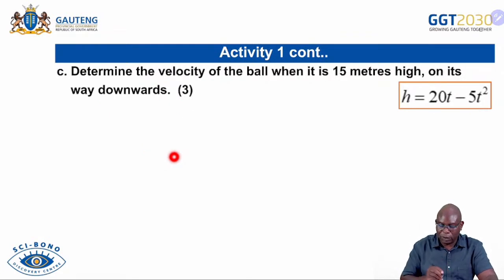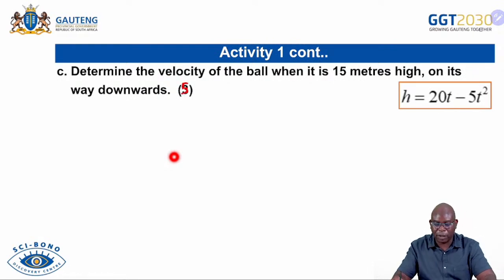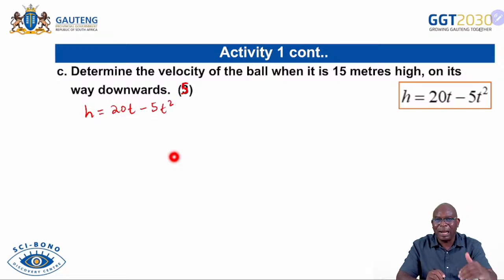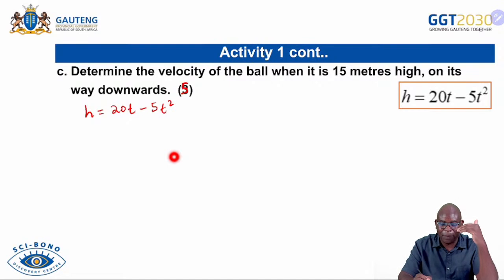The next one is a bit of a challenge. I think the max there was supposed to be 5, cannot be 3. Now it says determine the velocity of the ball when it reaches 15 meters high on its way downwards. Nice question. So we know the height, it's 20t minus 5t squared. But we need the time, the velocity of that ball when it reaches 15 meter high.